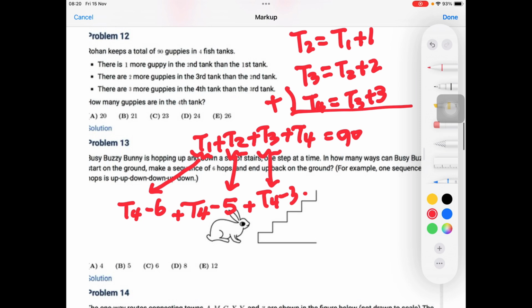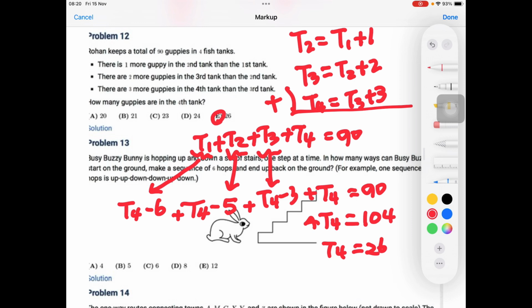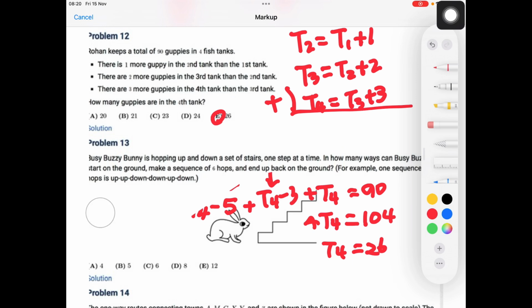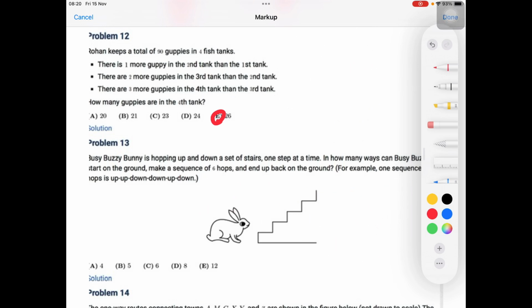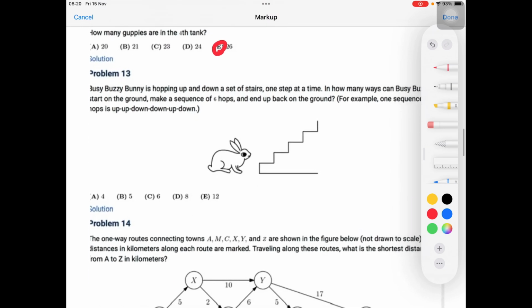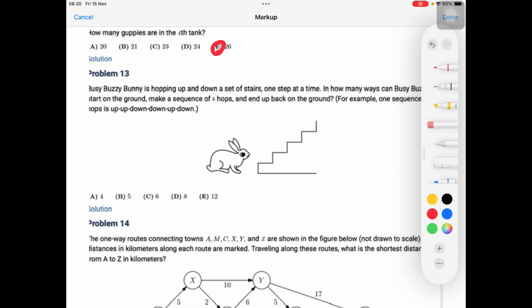So when I add them together, 4T4 becomes 14, 104. So T4 is 26. And so when you have many variables like this, actually we can calculate only one variable. So when you have these different variables, we need to find a way to reduce it to make it only one variable.